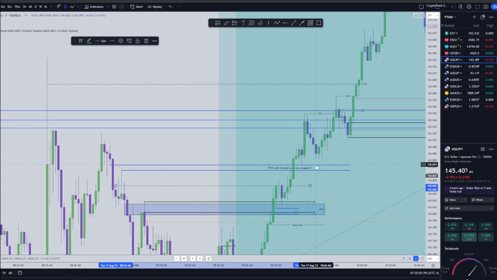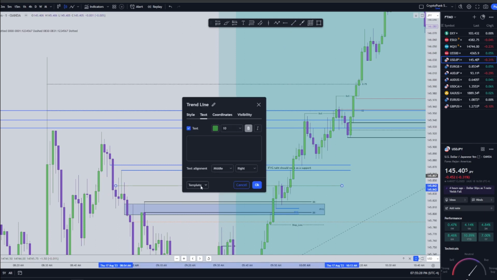That's why I said I wanted to see this work as support, because it worked as resistance and finally broke through that resistance. Now I want to see it working as support, and that is exactly what happened. Price came to that, because the low was working as resistance. Let me put the mark one more time.